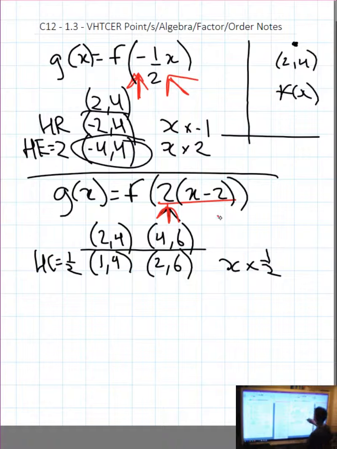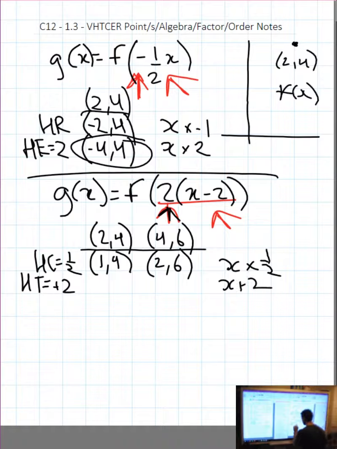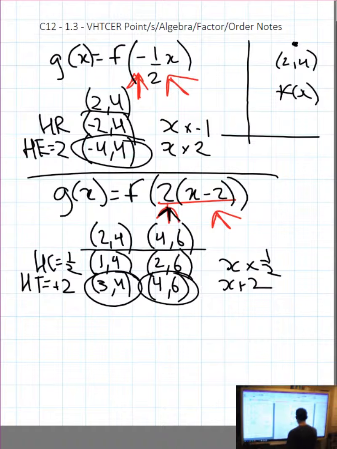And then I'll work on this -2 attached to the x. So that's the opposite. So that would be a horizontal translation. If it says -2, that's equaling positive 2, to the right 2. I'm simply going to take the x values and add 2 to them. So if I have an x value of 1, I would add 2 to it, and I would get 3, and the y value stays. And if I have an x value of 2 and I add 2 to it, I get 4, and again, the y value stays. And now I have my 2 new points on the graph, (3, 4).